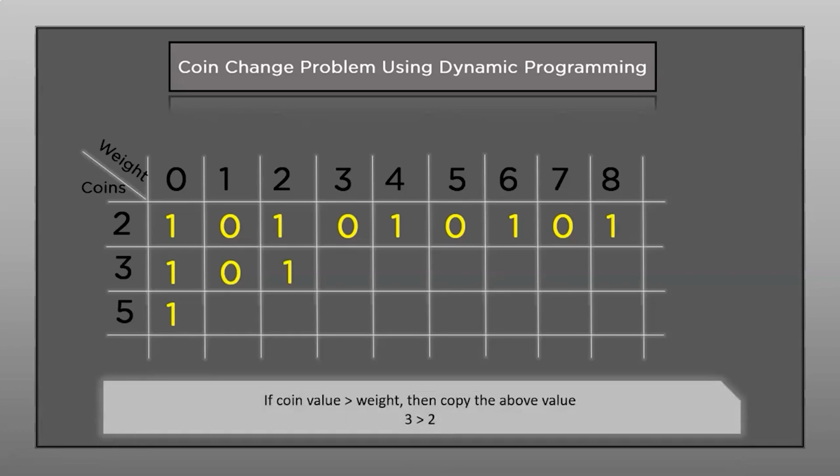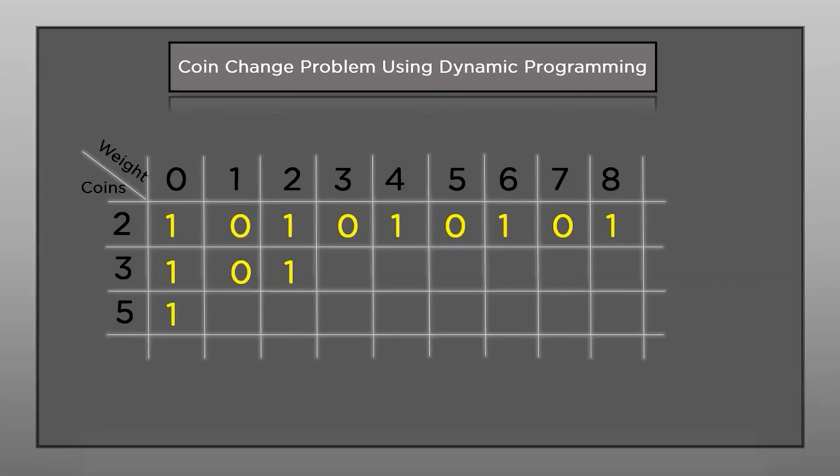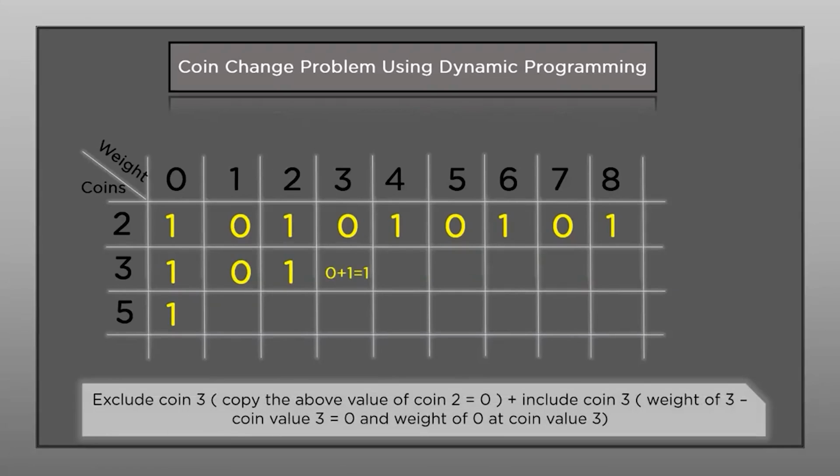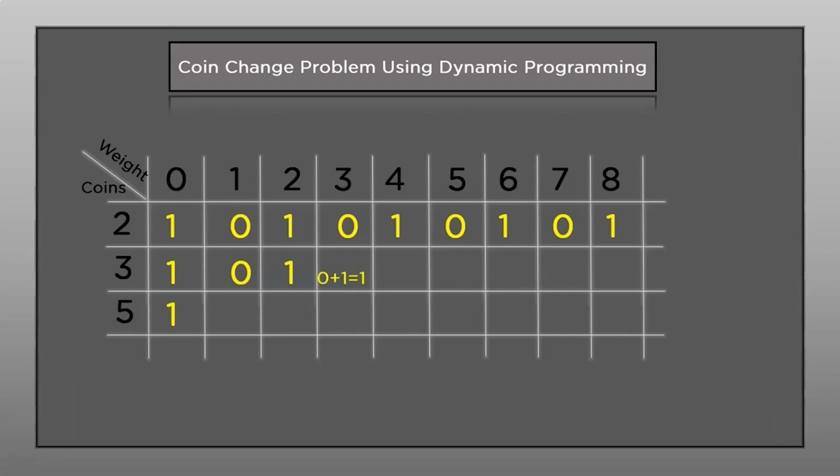Next, we have sum of 3 and coin value of 3, which is not greater than 3. We will now proceed with those simple 3 steps. If we exclude coin value 3, we simply copy the value above, which is 0, and if we include coin value 3, we subtract that coin value 3 from the weight 3, which gives us 0. And what we have below weight 0 in the same row is 1. So we will add both values, that 0 and 1, which gives us 1.